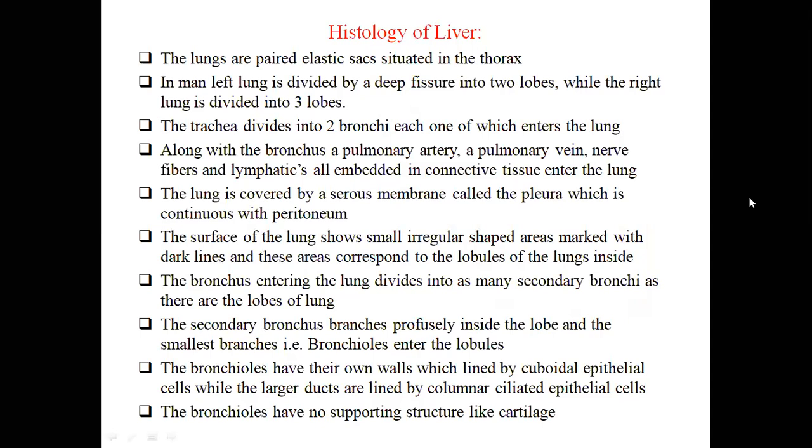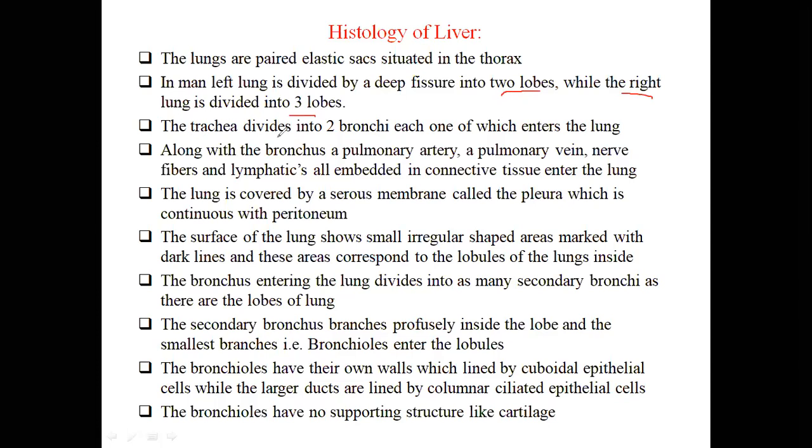So we will see the theoretical part of the lung from the syllabus point of view. The lungs are paired elastic sacs situated in the thorax. So the lungs are present in the thorax. This is the location of the thorax. The second point is that the left lung is divided into two lobes because the heart is present, and the right one is divided into three lobes. How do these lobes form? With the help of connective tissue.